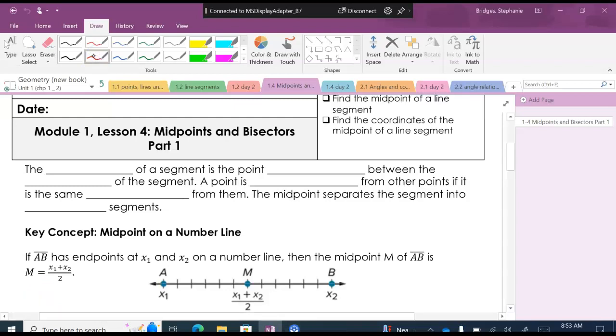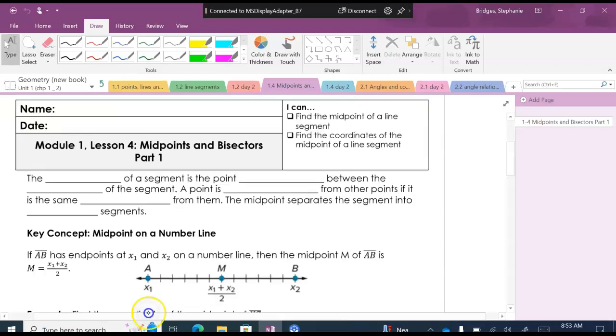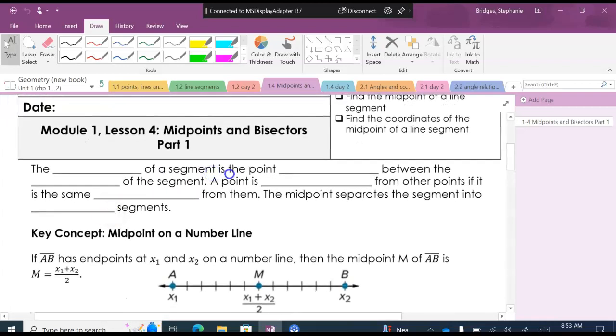All right, so today we're talking about midpoints and bisectors. So the first little paragraph, we're going to fill in our blanks. It says the blank of a segment. We're going to fill in midpoint here.